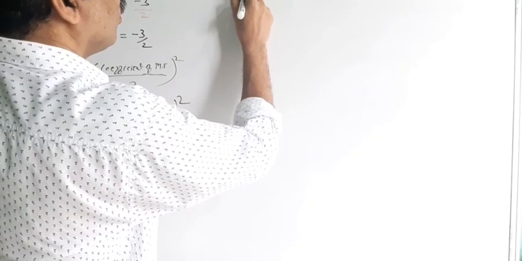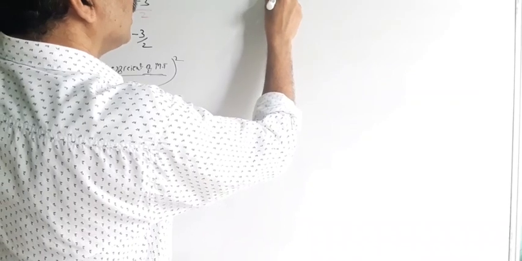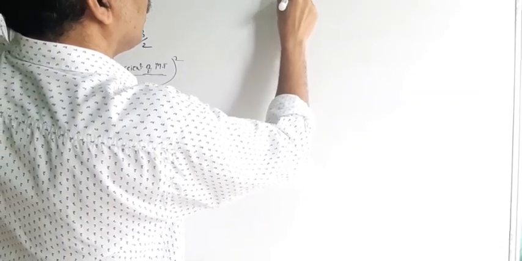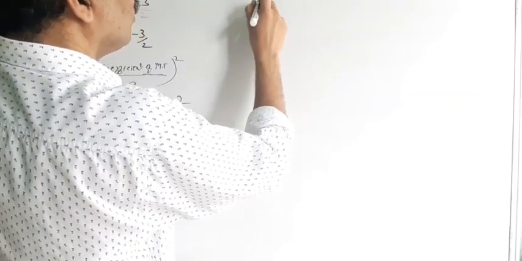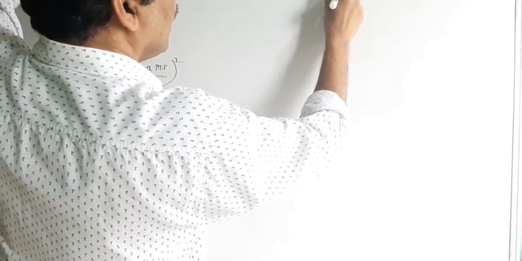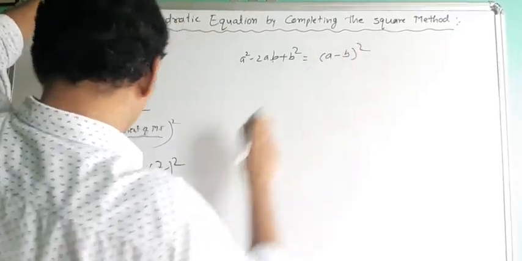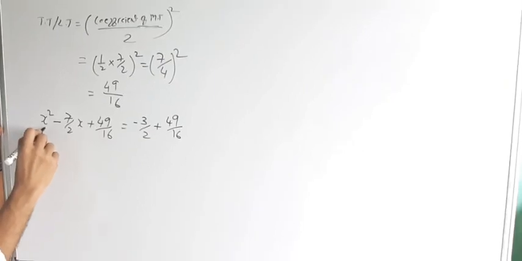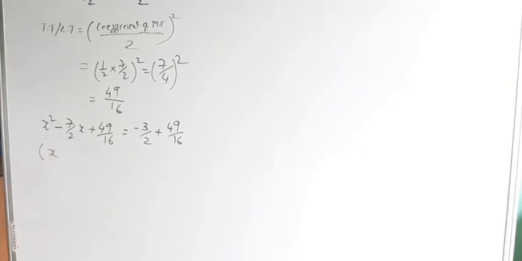We know a² - 2ab + b², then what we do is write this as (a - b) the whole square. So here, what is our a? a will be the square root of x².